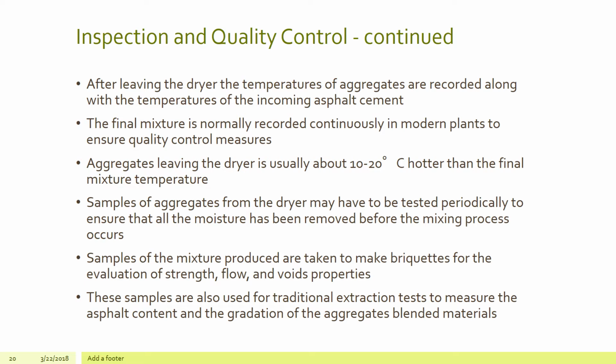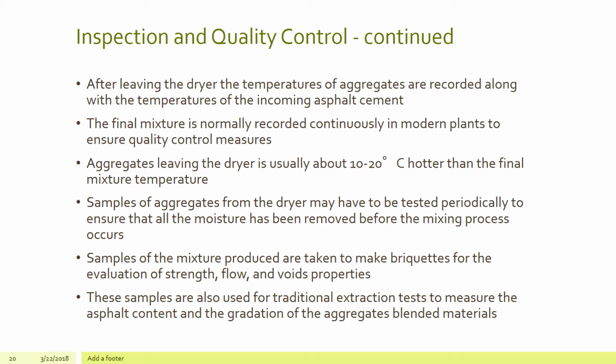After leaving the dryer, the temperature of the aggregate is recorded along with the temperature of the incoming asphalt cement. The final mixture is normally recorded continually in modern plants to ensure quality control measures. Aggregates leaving the dryer are usually around 10 to 20 degrees Celsius hotter than the final mixture temperature that we want. Samples of the aggregates from the dryer may have to be tested periodically to ensure that all the moisture has been removed from the mixing process.